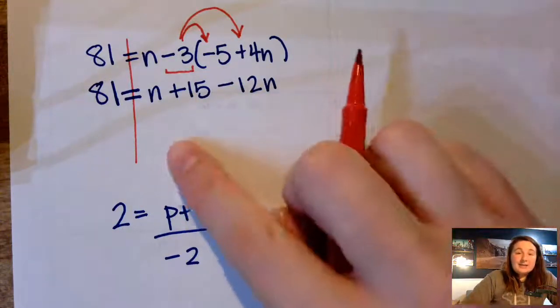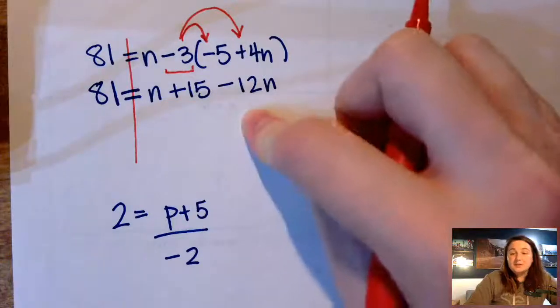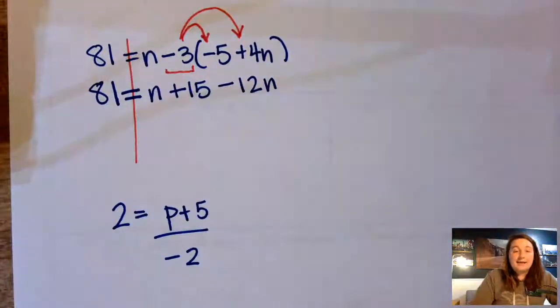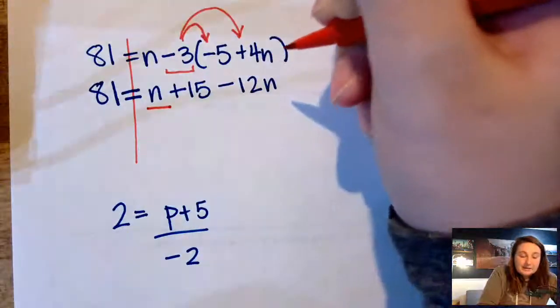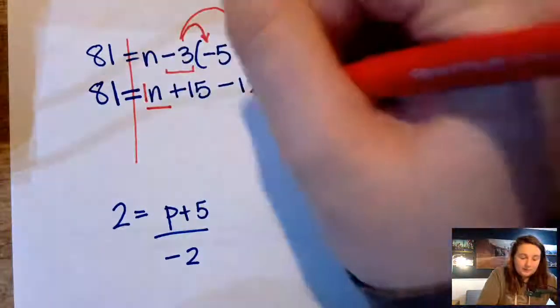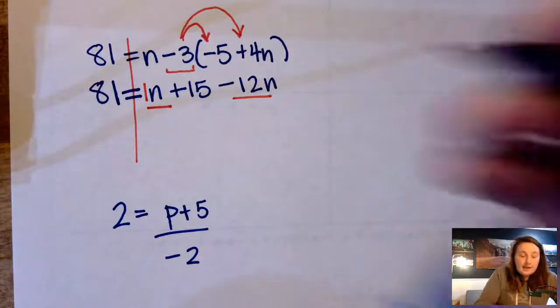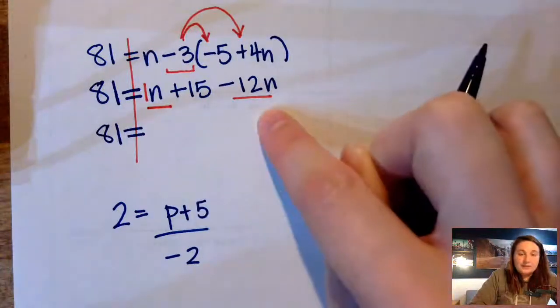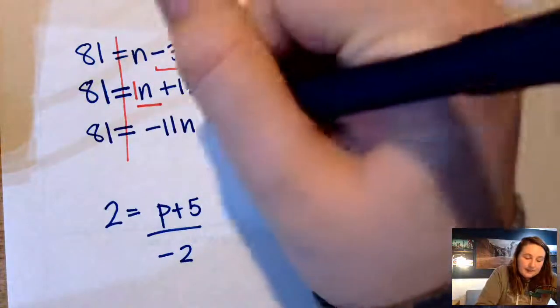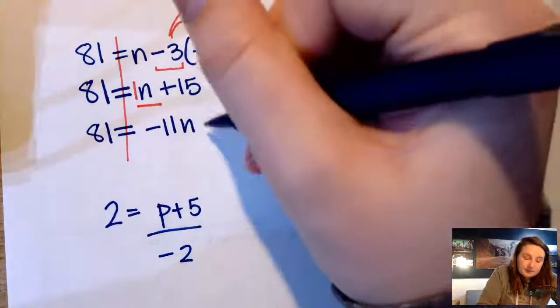Now I notice that there are variables on the same side. So we have some like terms that we can go ahead and combine. Whenever you have like terms on the same side, you do not do the opposite, you do not do the inverse, you just combine them. You just do whatever it says. So in this case, we're combining a positive 1n, there's a hidden 1, and a negative 12n. So we get 81 equals positive 1 minus 12 is negative 11n. And then we still have this plus 15, so we have to bring that down as well.